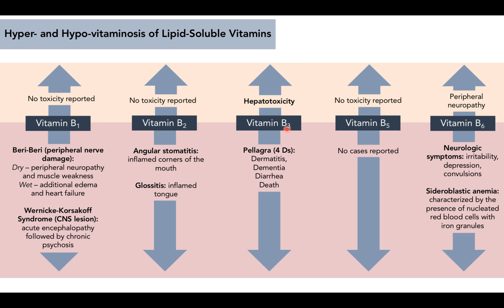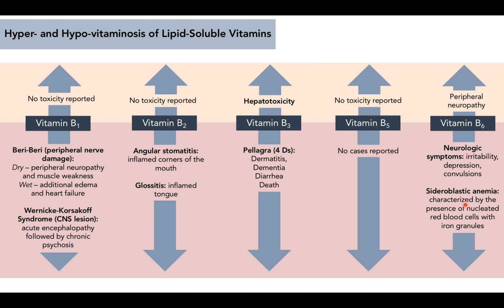Now, for vitamin B3, several cases of hepatotoxicity, or liver damage, have been reported with excess vitamin B3, whereas hypovitaminosis B3 can cause pellagra. To remember it, the symptoms of pellagra are described as the 4 Ds: dermatitis, dementia, diarrhea, and death. For vitamin B5, deficiency and excess have not been reported a lot in the literature, so I've left this blank. For vitamin B6 excess, we know that it can cause peripheral neuropathy, so damage to the nerves in the periphery. The deficiencies of vitamin B6 can cause neurologic symptoms and also anemia.